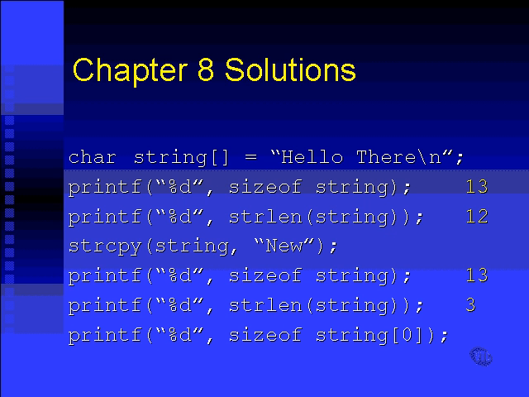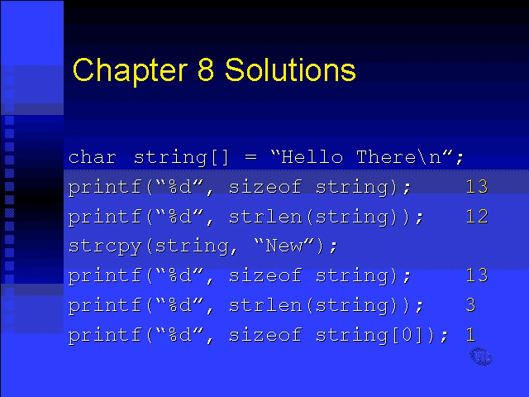The length of the new string, however, is now 3, N-E-W. There's no new line anymore. The null is still there, but that doesn't get counted in the strlen. And finally, the size of the first element in the string array is, of course, 1 character.